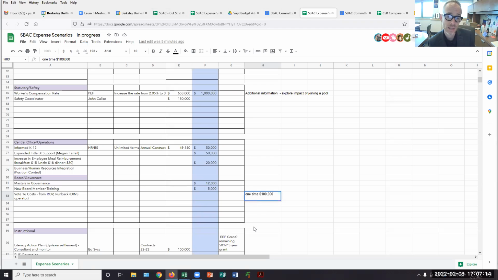OUSD has recently passed a similar measure. It looks like the Alameda County Registrar can support us, but we would bear the costs of having 16-year-olds vote. And that cost, I think, looks like it's about $100,000 per election season, so every other year. Okay.